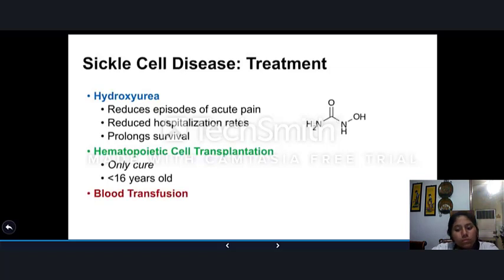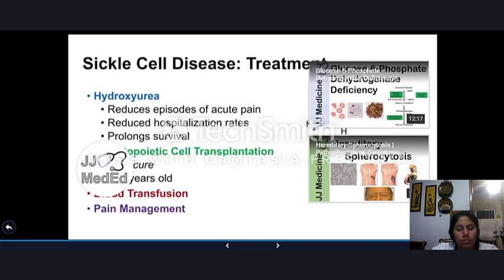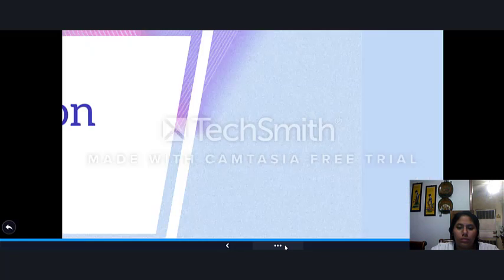And blood transfusion can be performed in patients with sickle cell disease, especially in patients with severe anemia, if they have very low hemoglobin, and because of many of the symptoms I've mentioned before, due to vaso-occlusion, pain management is very important in patients with sickle cell disease.